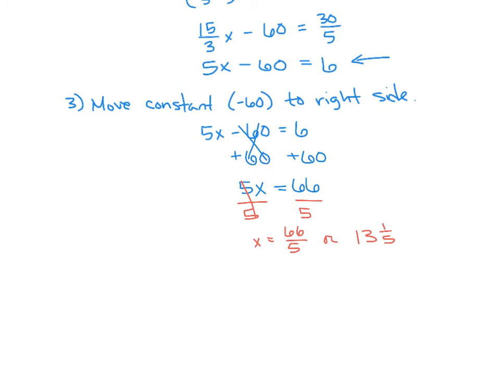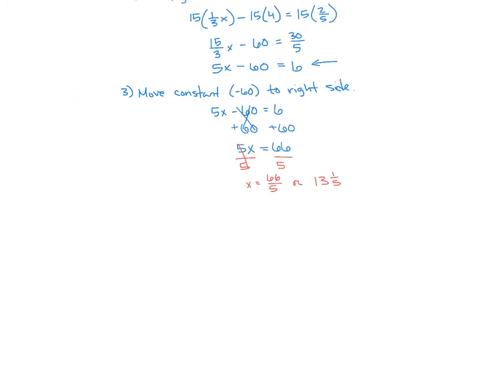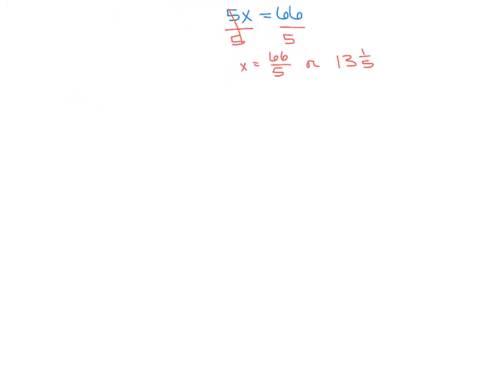So, let's do one more of those. We'll walk through the steps. We have 2/3 x minus 9 equals 3/4. So we need to find the least common denominator of 3 and 4, which is 12. So we multiply each term by 12.